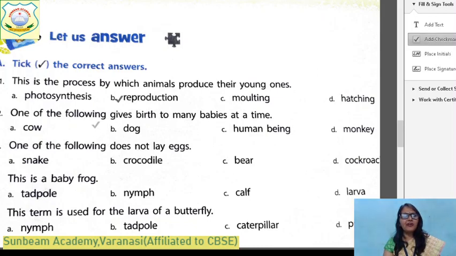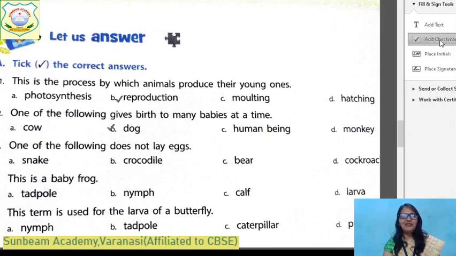One of the following gives birth to many babies at a time. Which one gives many babies? Cow? No. Human being? No. Monkey? No. Dog? Yes. Who gives many babies at one time? Dog. The right answer is dog.